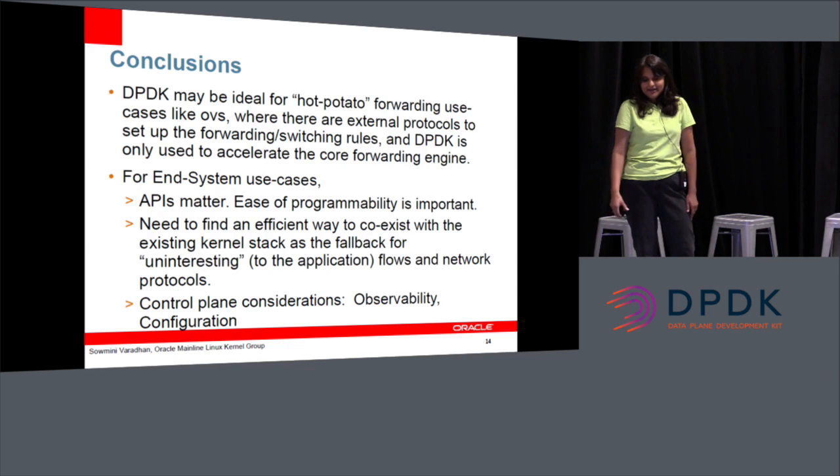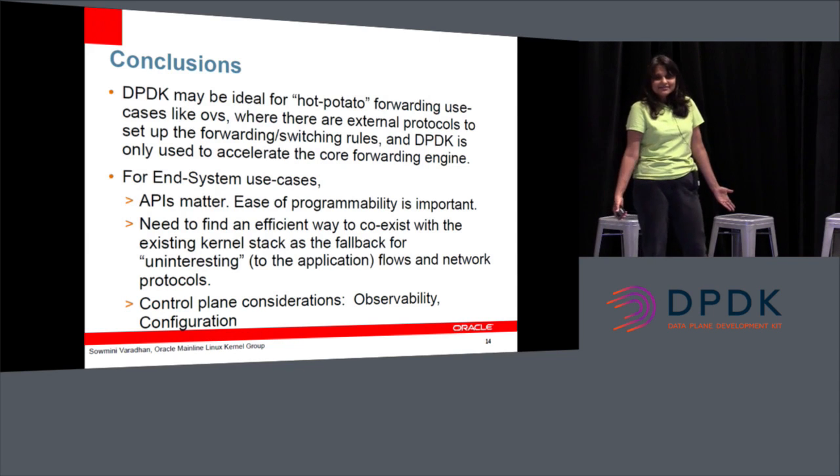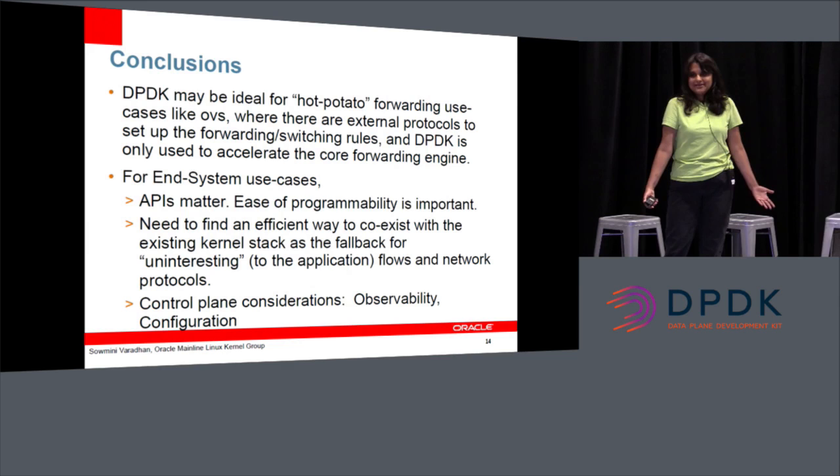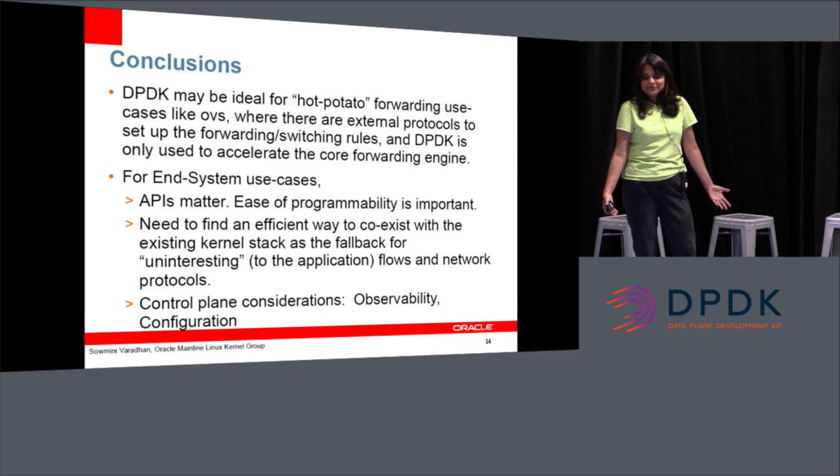That's good, right? But for the end system use cases, we have to deal with APIs. They matter to us because we are dealing with a very large system of software, and we need something that fits with the rest of the system. The ease of programmability is important to us, right? And then there's the other thing which was brought up earlier from the customer survey. We need to be able to coexist with the existing kernel stack so that we don't have to reinvent a new way to do BGP and OSPF and IP fragmentation and reassembly and all these things for the uninteresting flows, but very useful flows, right?